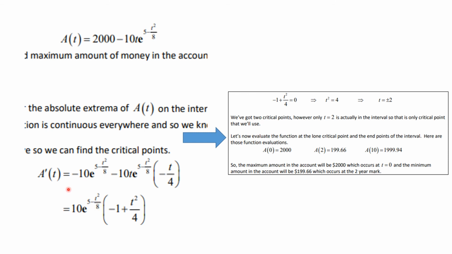So if I set this derivative equal to 0, it's the same thing as saying that this factor is equal to 0, and that tells me that t is plus or minus 2. But only one of those critical values is in the interval from 0 to 10, and that's t equals 2. So I look at the endpoints 0 and 10, and then I substitute 2 in, and I see that the maximum happens at 2,000, which is at t equals 0, and the minimum will be this at the 2-year mark.